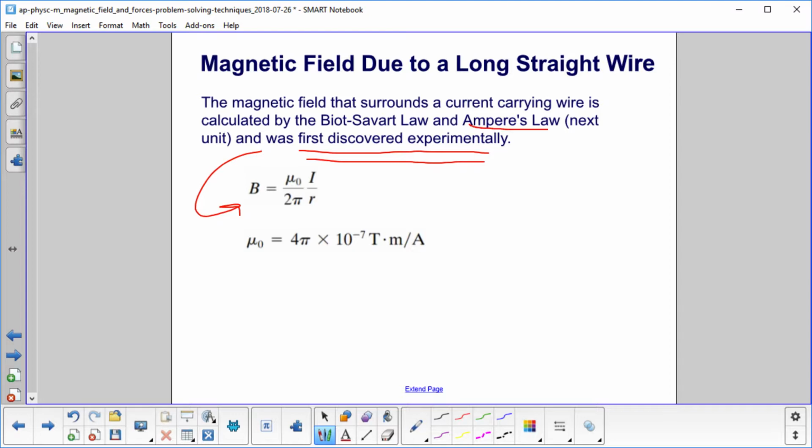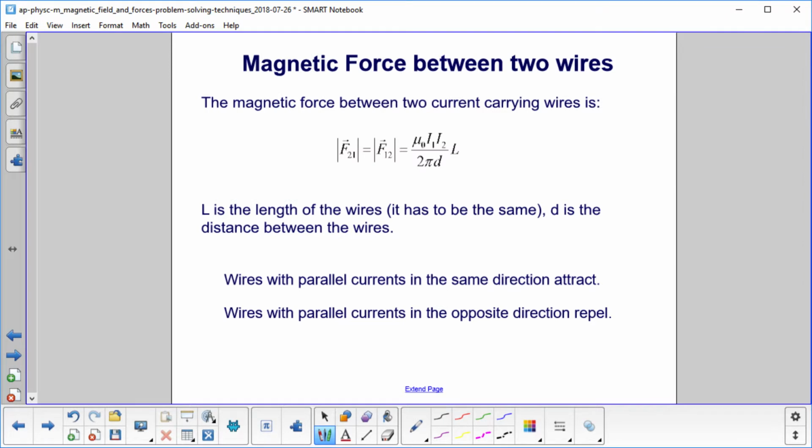Ampere's law, which we'll do in the next unit, calculates it theoretically, and what's nice, of course, is that it matches that. Mu zero is the permeability of free space, and it's just a constant. And what's nice about this one is when you use it in this equation, the pi's cancel out. The magnetic force between two current-carrying wires is this.